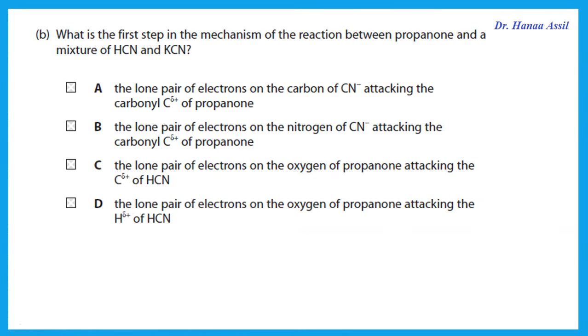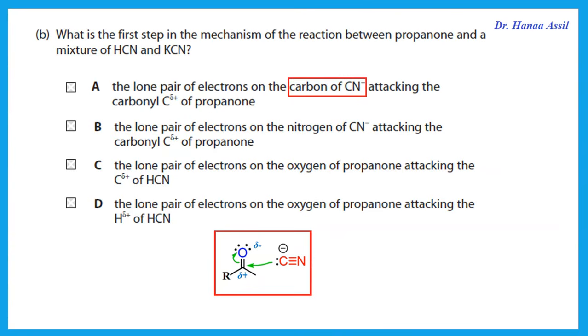What is the first step in the mechanism of the reaction between propanone and a mixture of HCN and KCN? So again, what is the first step? The first step is the lone pair of electrons on the carbon. Notice that it is on the carbon, not on the nitrogen. The lone pair of electrons on the carbon attacks the carbonyl carbon, which is slightly positive. So this is actually the correct answer.